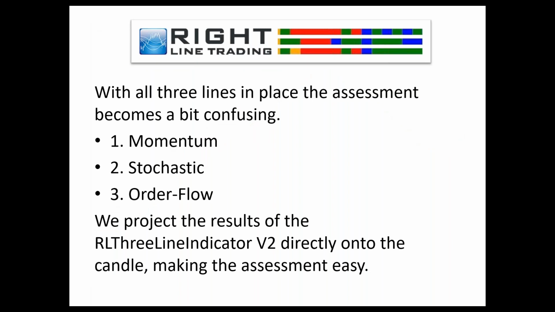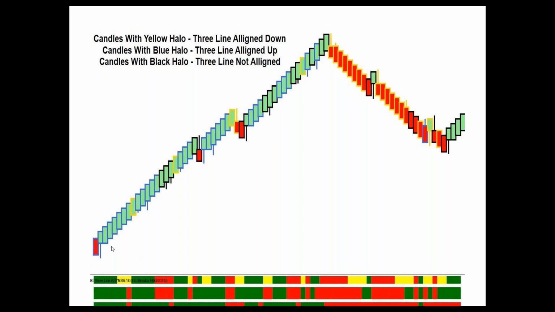So if all 3 lines in place become a little bit confusing, like I said, we project the results directly onto the candle. And here's another example. Here's your pivot. There's your down candle blue. When you get that down candle on an up 3 line, you're likely to get the next candle up. You're in at the pivot. And even though intermittently you're going to get a yellow, you take this trade all the way and you would be out maybe on your first down candle.